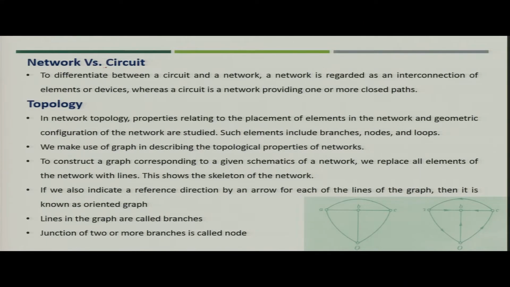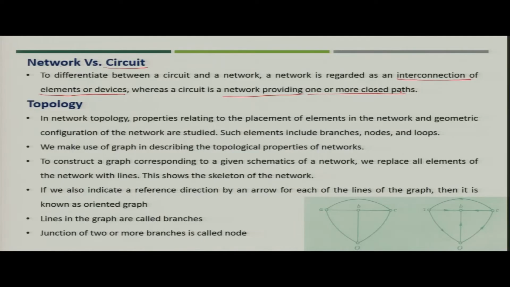Now, let us talk about the network. Till now we have discussed, every time, the electrical circuit, not the network. So, what is the difference between network and circuit? The difference is that a network is an interconnection of elements or devices. That means it is not necessary that it will create a closed loop. So, it can have closed loops, but there may be some open loops also.